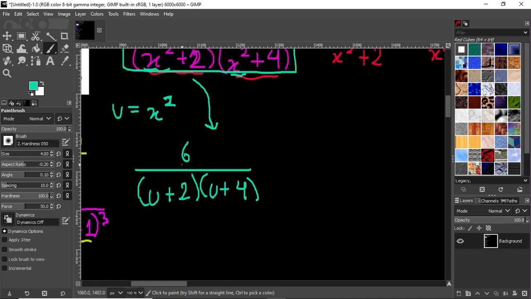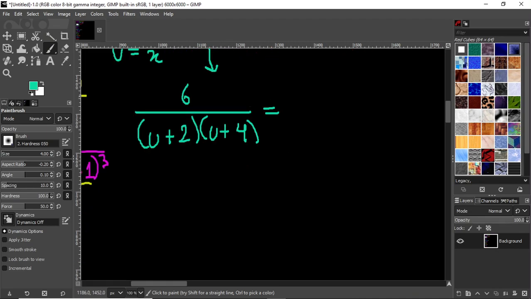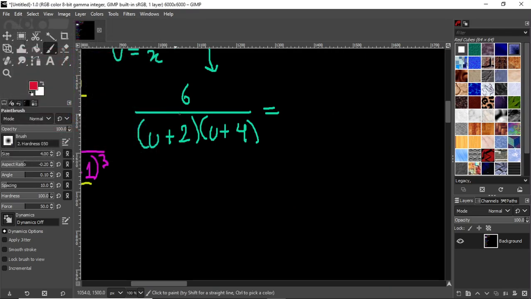Here we have a fraction where we only have our 1 degree terms. This is much simpler than that one. If we want to break this down into partial fractions, that's way easier. We can even use a shortcut here.